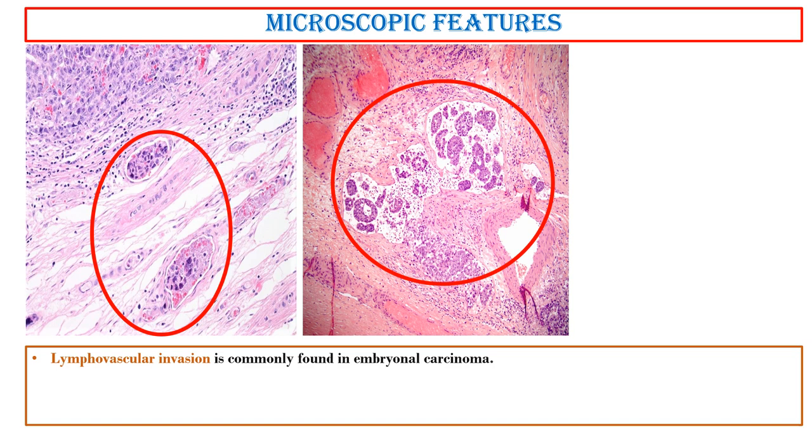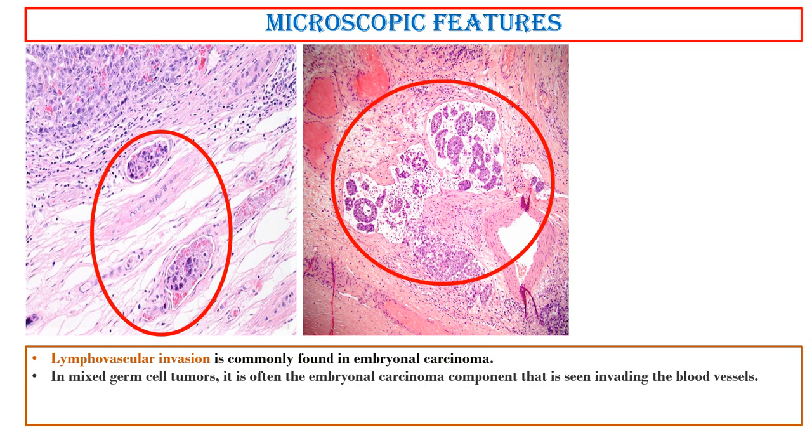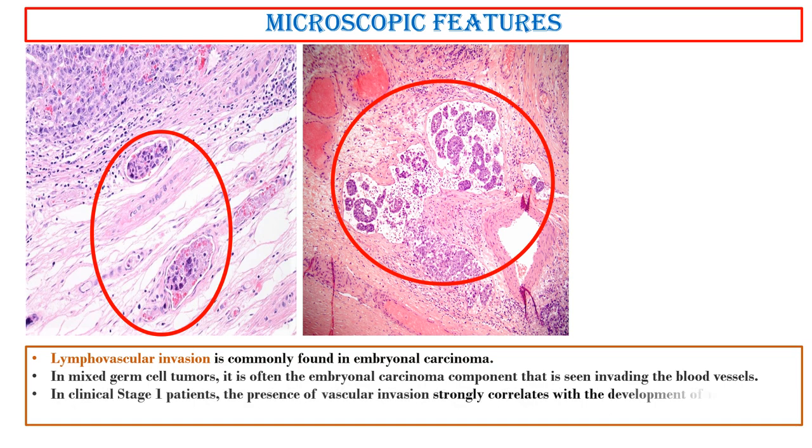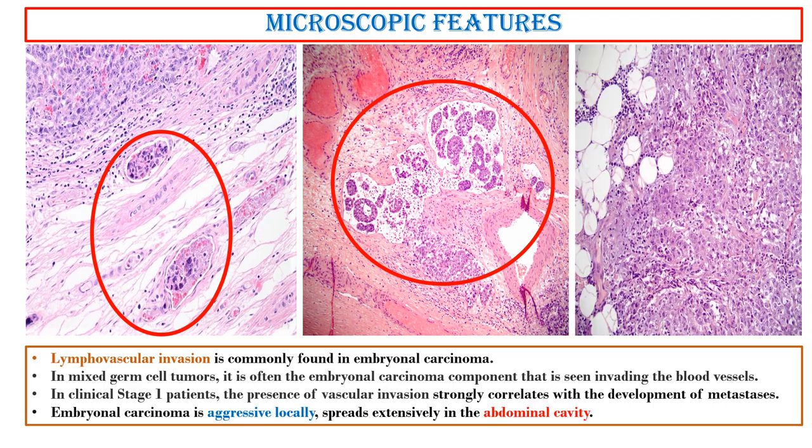Lymphovascular invasion is commonly found in embryonal carcinoma. In mixed germ cell tumors, it is often the embryonal carcinoma component that is seen invading the blood vessels. In clinical stage 1 patients, the presence of vascular invasion strongly correlates with the development of metastasis. Embryonal carcinoma is aggressive locally and spreads extensively in the abdominal cavity.